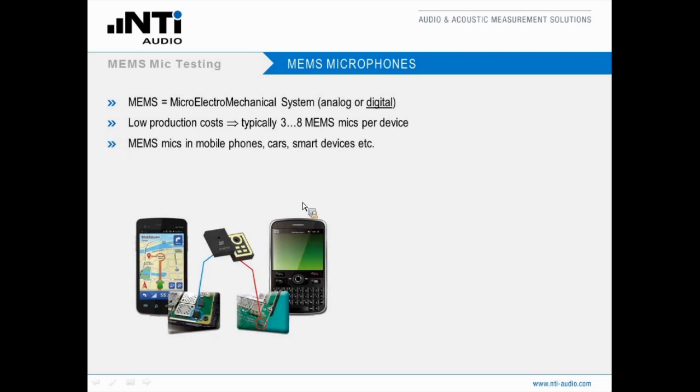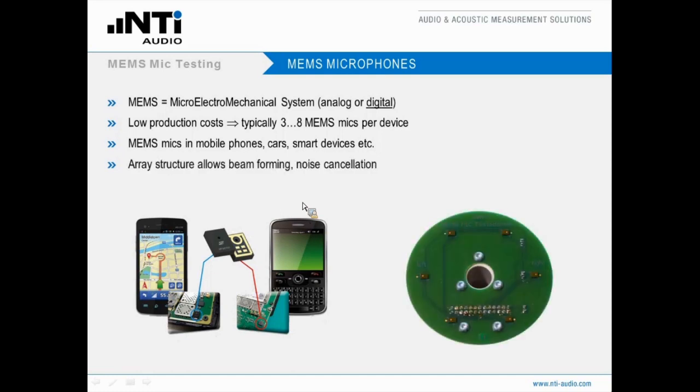The devices where you can find MEMS microphones nowadays are mobile phones. You can find them in cars, but also in smart devices and many more similar items. Please keep in mind that MEMS microphones are very frequently placed in an array structure on the item in which they are built in. This array structure allows the so-called beamforming and noise cancellation.